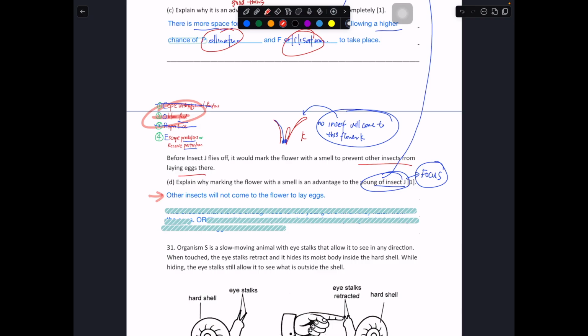Other insects will not come to the flower to lay eggs. The reason being, this ensures that there's enough food for the young of J when they hatch from the eggs. Or you can say there's no competition for the food of the young of J when they hatch from the eggs with other insects. There's totally no competition at all because they are the only ones in the flower itself.